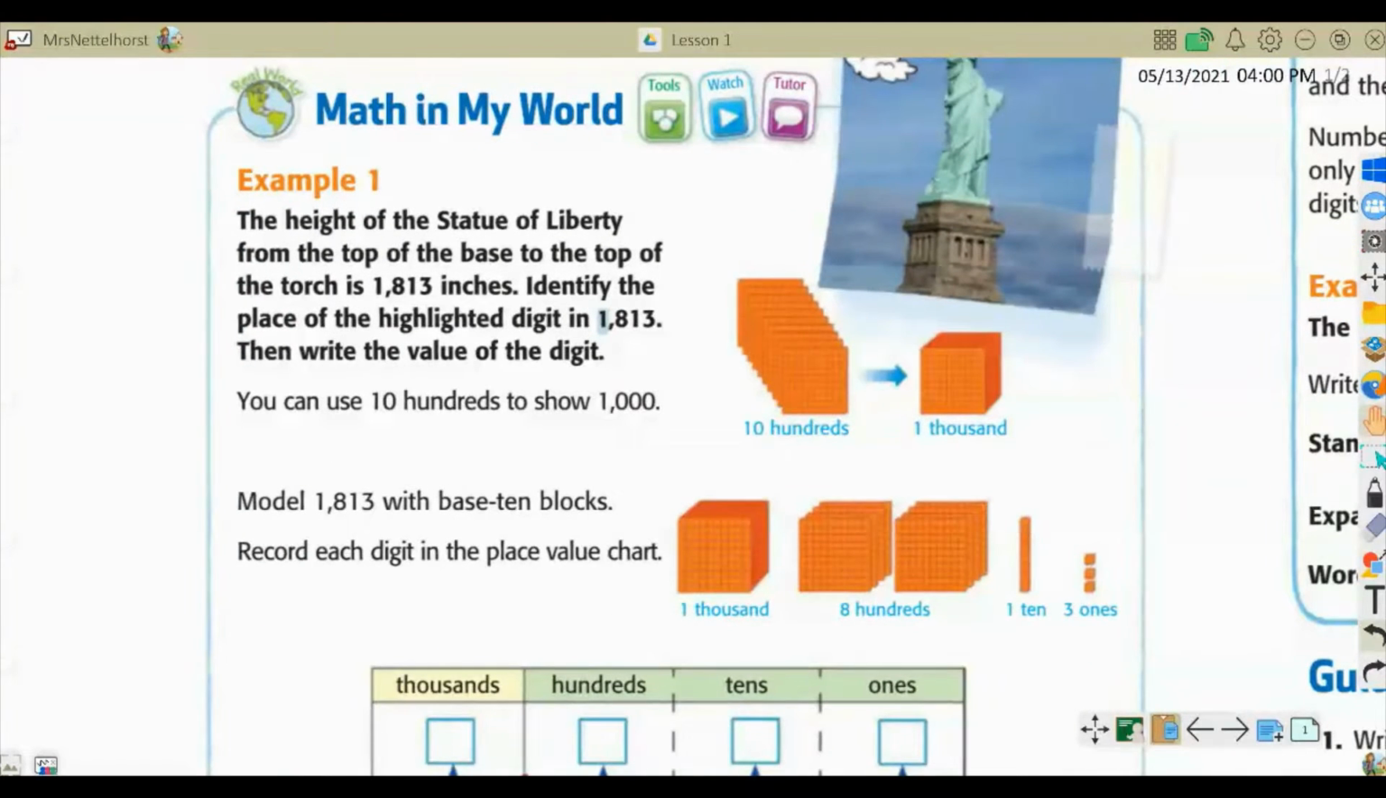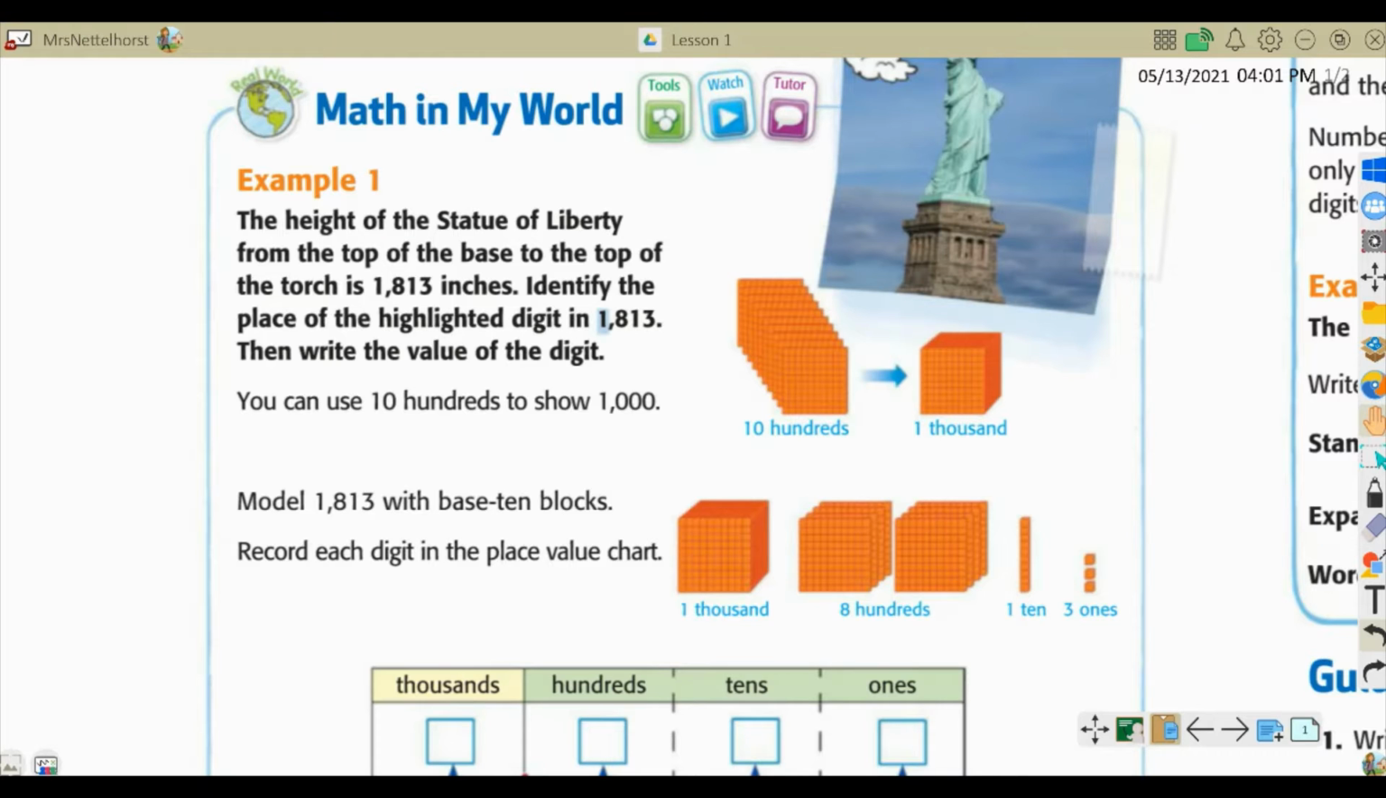The height of the Statue of Liberty from the top of the base to the top of the torch is 1,813 inches. Identify the place of the highlighted digit in 1,813, then write the value of the digit. So you can use 10 hundreds to show 1,000. So when you are doing base 10 blocks, if you don't have a thousands cube, you can use 10 hundreds. But when you put all those together, that makes 1,000. If you counted up all those little tiny cubes, you would have 1,000 of them.